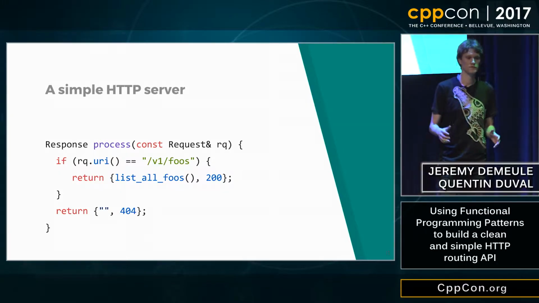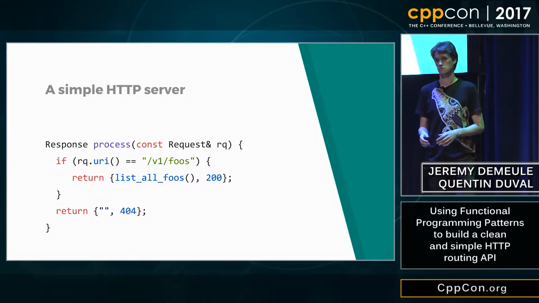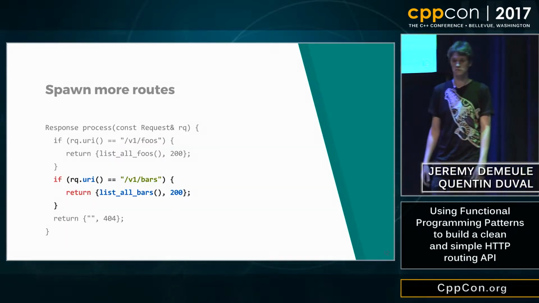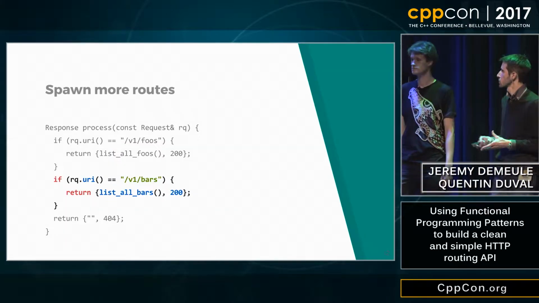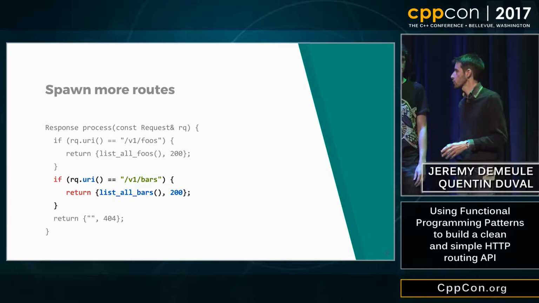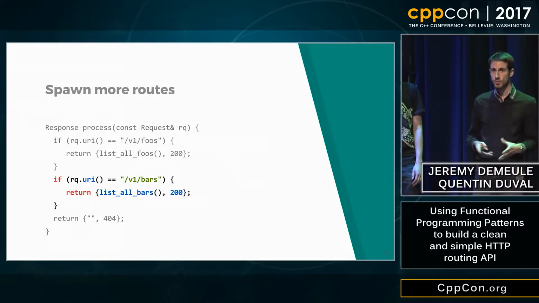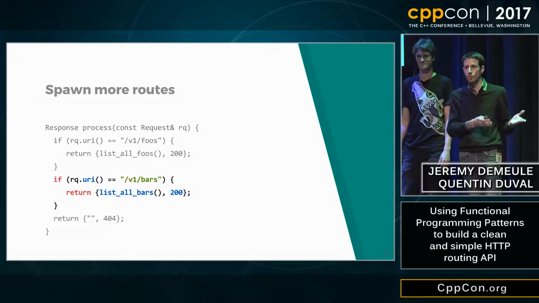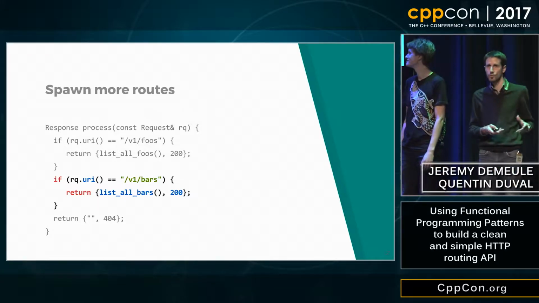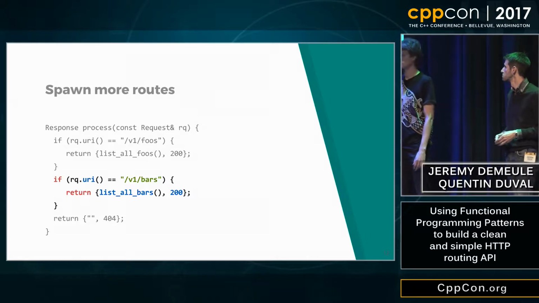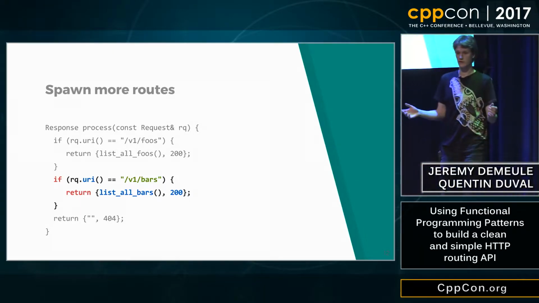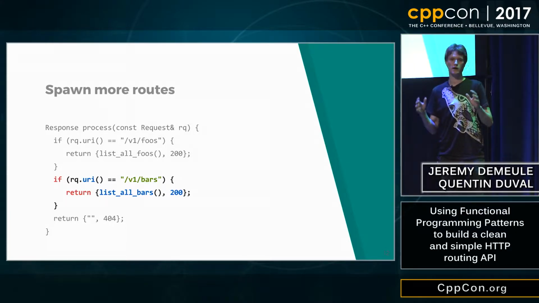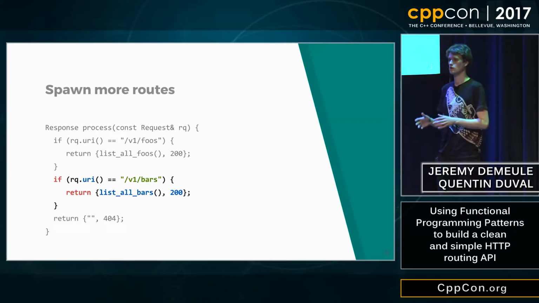So let's try something a bit more complex, and first we will add a second route. For the second URI, you can just add a new if, or you can use a more advanced C++ feature like a map from string, the URI, to a function, the function you want to call. So copy-paste is always the answer, apparently, so it works. We'll try something a bit more complex.